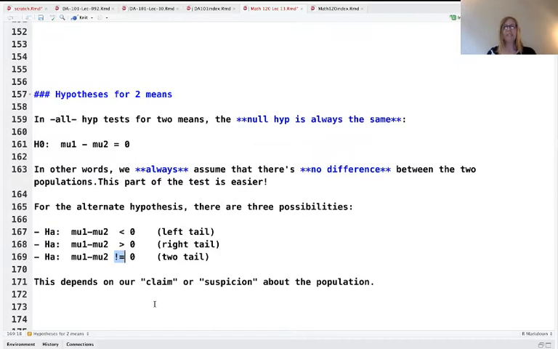Which one specifically we use is determined by the wording of the problem. In other words, what our claim or our suspicion is. You have to read the problem to see what we are testing for. That tells you what your alternate hypothesis is going to be. And that's really important because that tells you if you're talking about a 1-tail test or a 2-tail test. It changes the p-value, in other words. So you need to be really careful. Are you doing a 1-tail test, either on the left or the right, or are you doing a 2-tail test? You can see that from the wording of the problem.